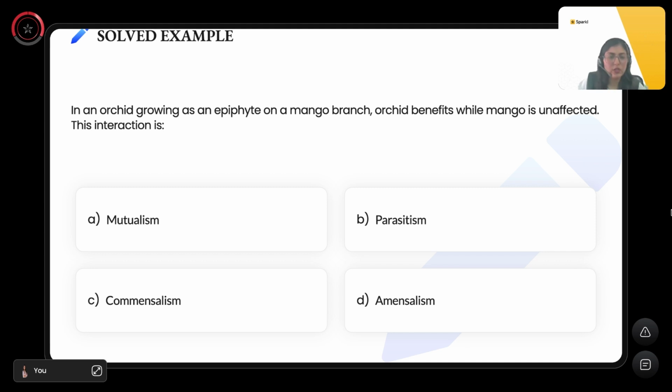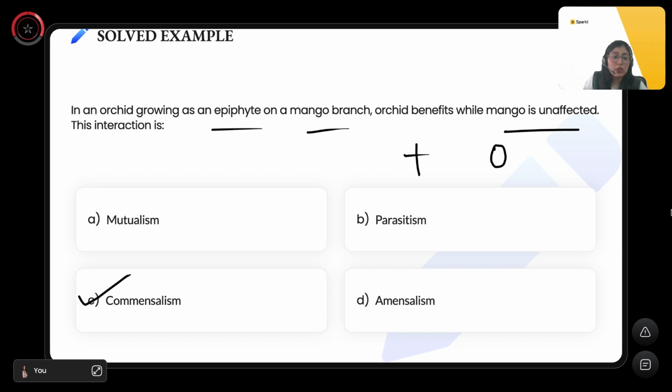The next question here is again of population interaction. The question says in an orchid growing as an epiphyte on mango branch, orchid benefits while mango is unaffected. This interaction is, so here one is being benefited, the other one is neither harmed nor benefited. So this interaction, beta, is commensalism. This is another example for commensalism.